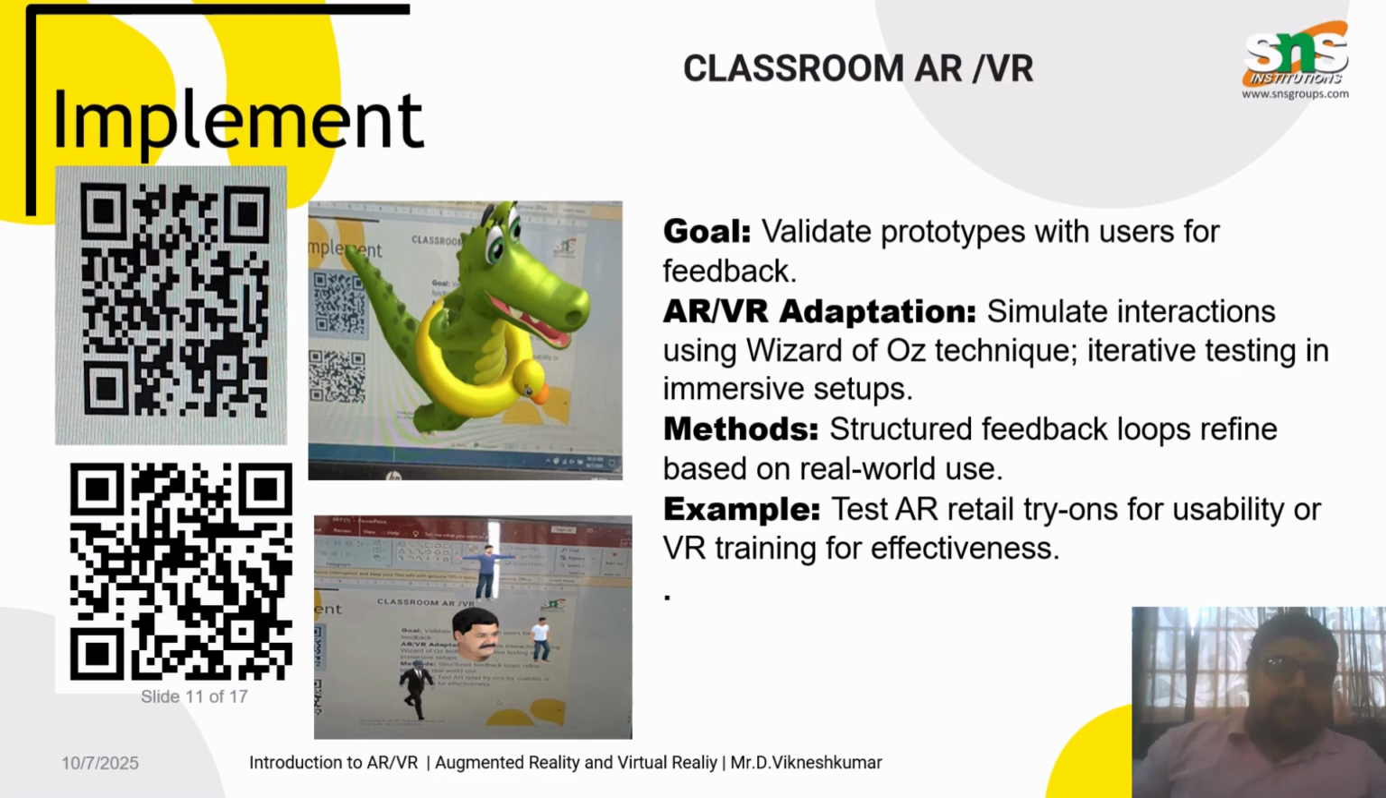So if you have a chance, you scan the first one. In the scan, you have an image, and an AR image will come. This is a dinosaur which is present as a real-world entity. Next, this scanning shows there will be actors. What all the actors are doing, running, jumping activities, is shown in the AR entity. So this tests try-on usability and VR training. That is, the training will be given in an effective manner.